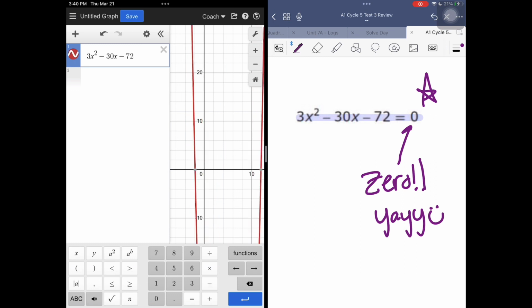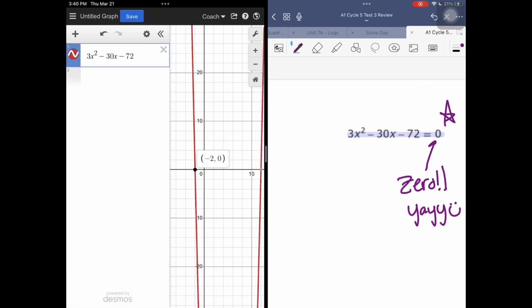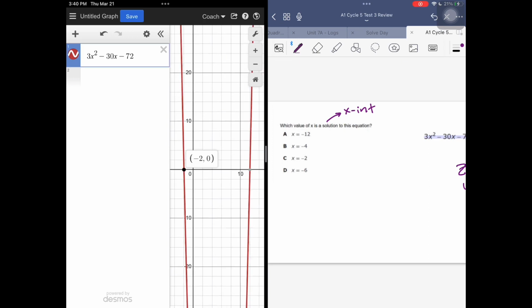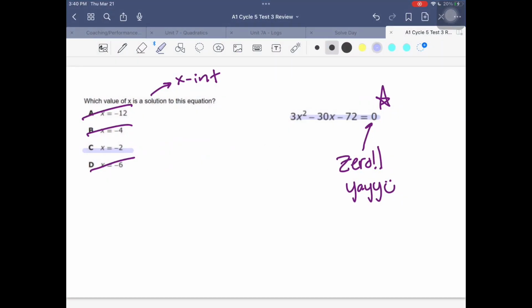Let's look. It says solution. Remember, this is x-intercept. So I have negative 2 and 12. This one doesn't work. Negative 4, and this is trying to trip you up. It says negative 12, but that's incorrect. So our answer here would be negative 2. Not too terribly tough. Again, if you did X games here, this would be a huge number. If it's set equal to 0, you can also use Desmos to check.